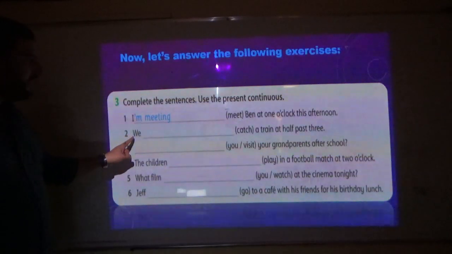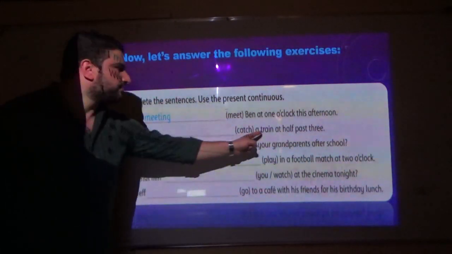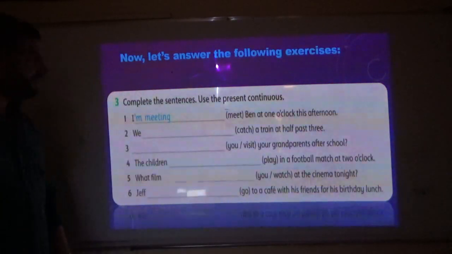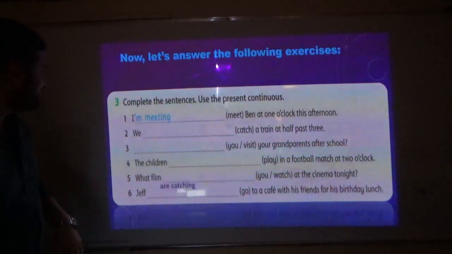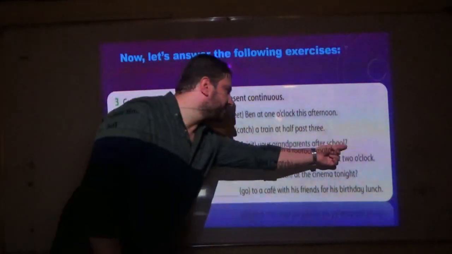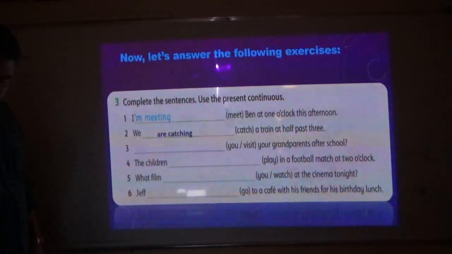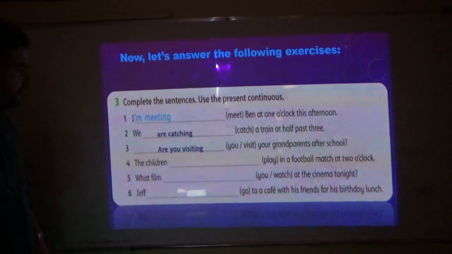Number one is already given. Number two, we blank a train at 3:30. The time is given, it's arranged. So we are catching. Number three, question form, take care of this. So the answer is, are you visiting your grandparents after school?